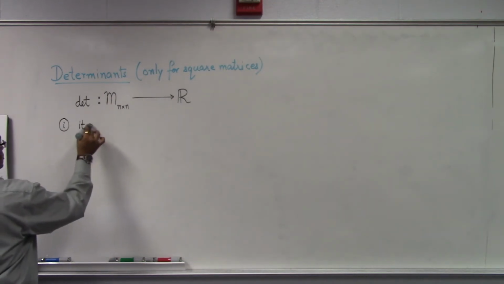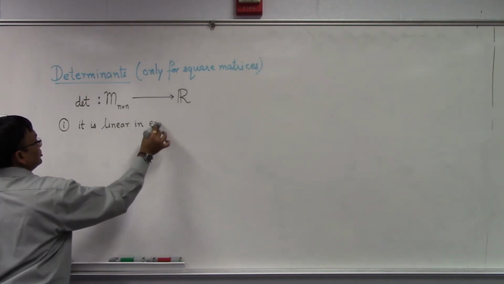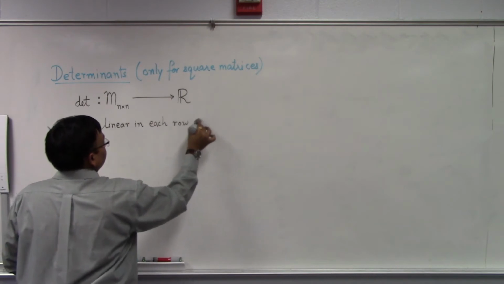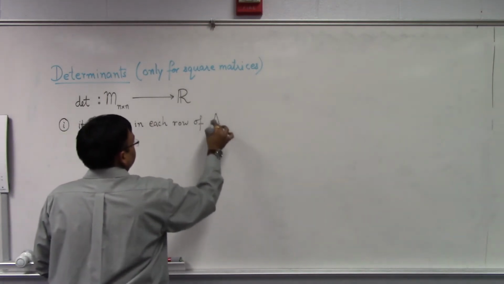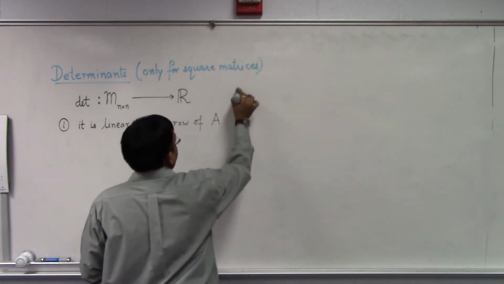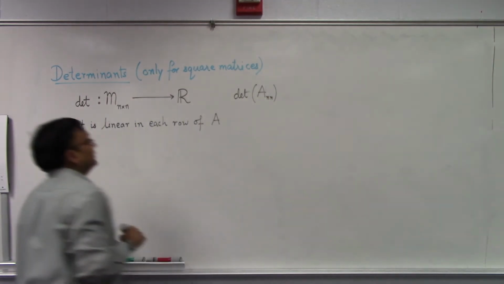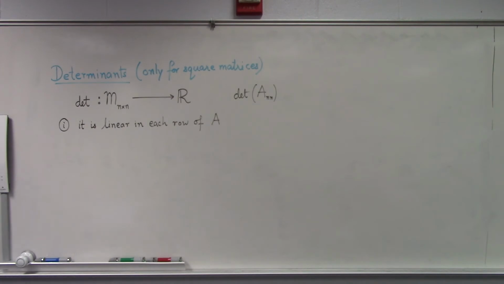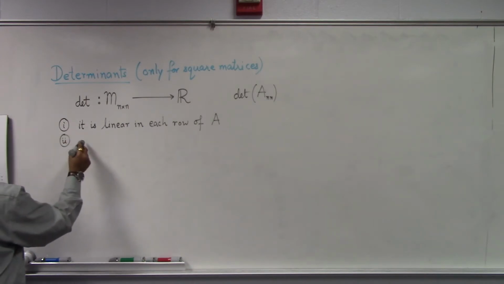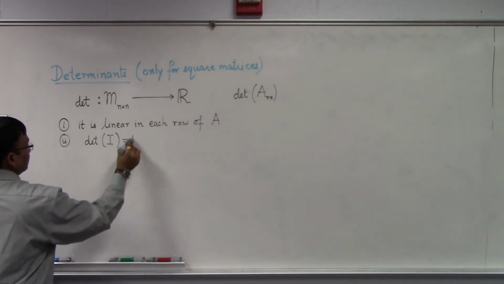It is linear in each row of A. Suppose we are trying to find the determinant of A, where A is a square matrix of size n by n. Then it should be linear in each row of A. What does that mean? I'll tell you in a moment. The second thing is the determinant of an identity matrix should be 1.